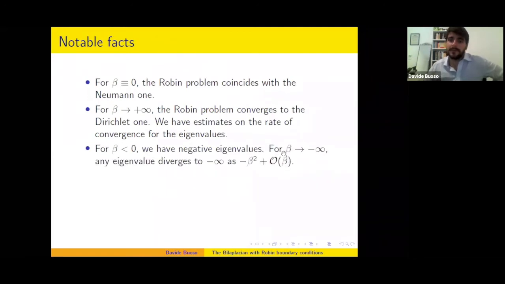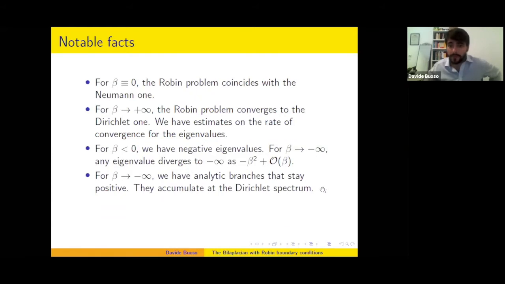And the interesting fact is that when beta goes to minus infinity, we actually know that any eigenvalue diverges as minus beta squared. By this I mean that if you fix k, a natural number, lambda k goes to minus infinity, which is different from saying that all the spectrum goes to minus infinity, because in fact there are analytic branches of eigenvalues that stay positive. And the interesting fact is that they accumulate at the Dirichlet spectrum.